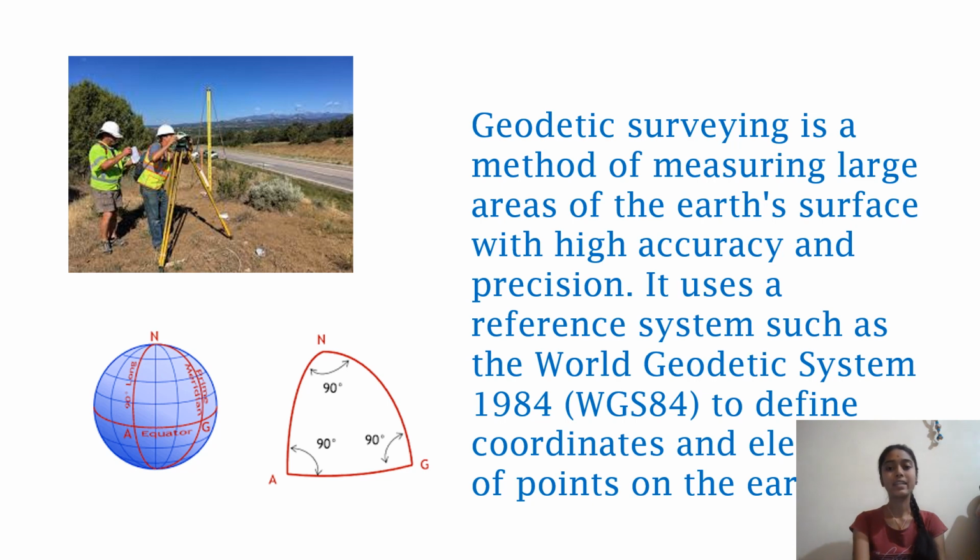Let us know about geodetic surveying. Geodetic surveying is a method of measuring large areas of the Earth's surface with high accuracy and precision. It uses a reference system such as the World Geodetic System 1984, shortly known as WGS84, to define coordinates and elevations of points on the Earth. In geodetic surveying, the curvature of the Earth is taken into account. Geodetic surveys are carried out for large distances and areas with a high degree of precision. In India, Survey of India, a government department, undertakes the work of geodetic surveying.